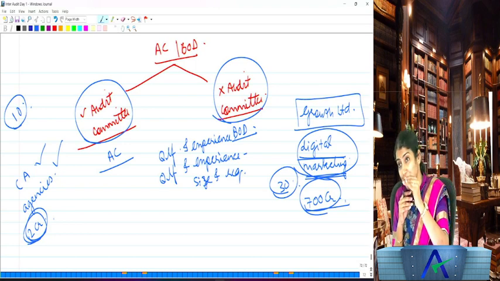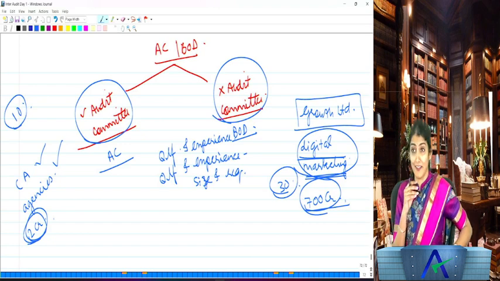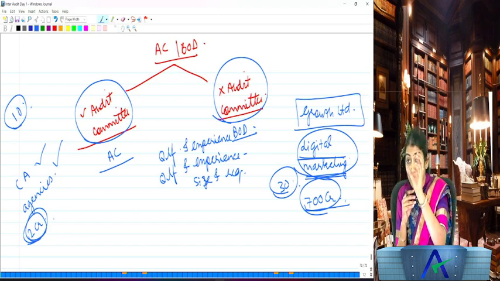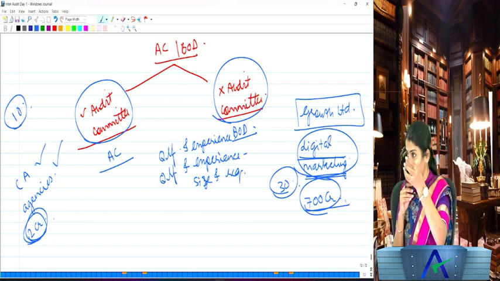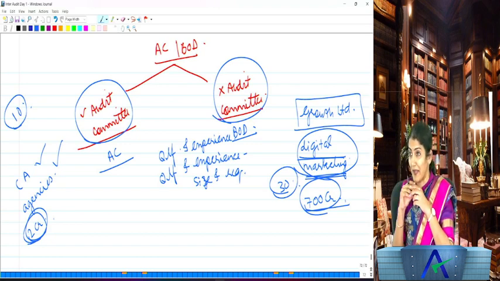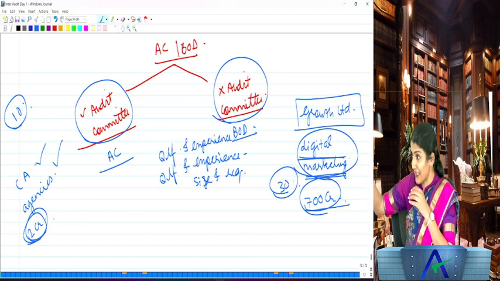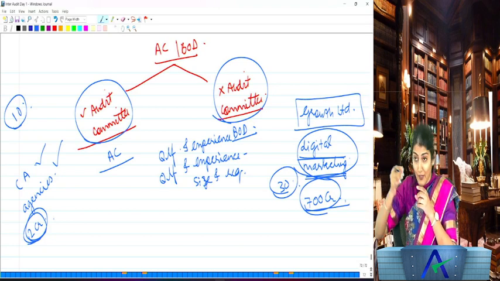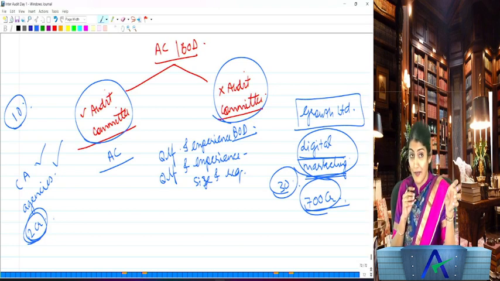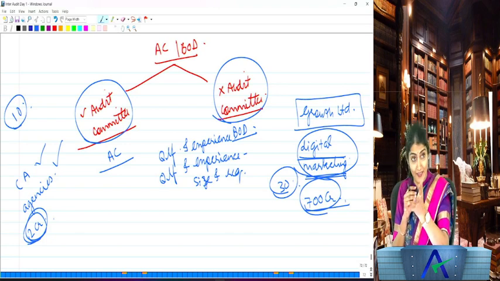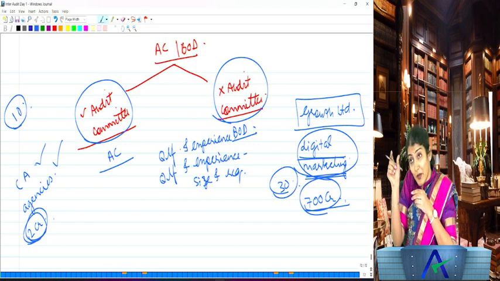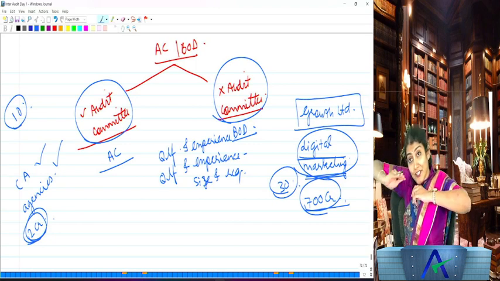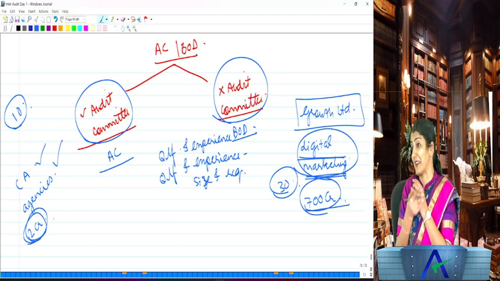But to an elephant, 1 dozen bananas will be 1/50th or 1/40th of the stomach. At least 30, 40 dozen bananas will be required by the elephant. Are you understanding? So though both are eating bananas, one requires 1 dozen, another requires 12 dozen. Something like that, right? So similarly over here, what does it say? Qualification, experience, and whether that qualification and experience is matching with the size and requirements of the company.